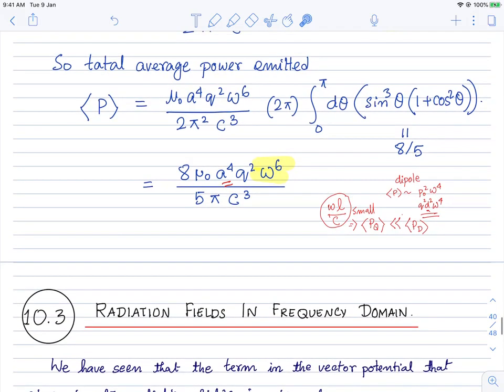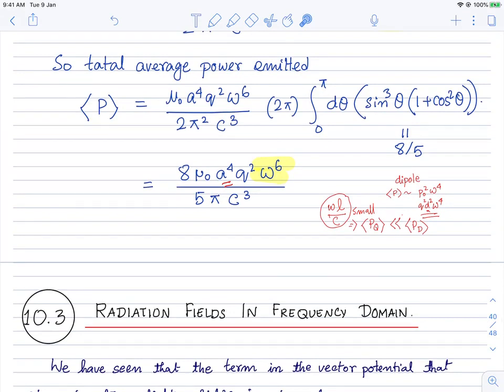So I hope that this is clear. The main takeaway message is that you have to be able to use the formulas that I derived and find the angular dependency of dP d omega, or this total integrated average power. These things you need to be able to compute. Given that I give you some kind of an oscillating quadrupole or dipole, you should be able to compute that. I will give you some more exercise in your problem sheet so that you have some practice with it, but I really want you to learn that exercise.